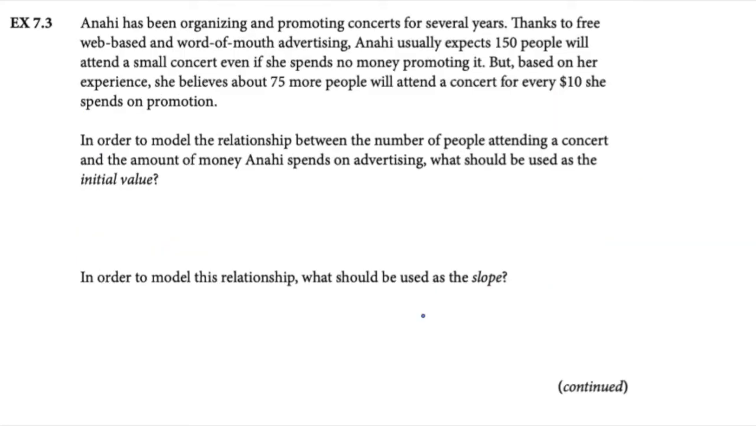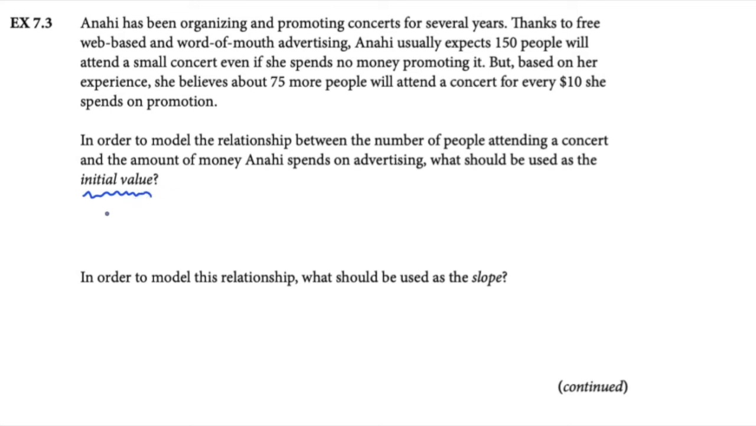For this next example, we're discussing a concert promoter and the number of tickets she expects to sell based on the amount of advertising she does. Specifically, it says that she expects 150 people will show up to a small concert even if she spends no money promoting it. But based on her experience, she believes about 75 more people will attend for every $10 she spends on promotion.